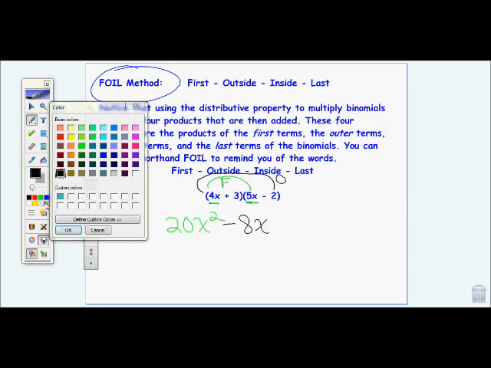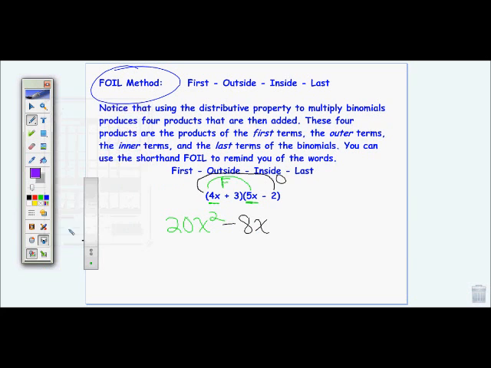Let's get some other colors here so you can see this. Now inside is going to be the terms that are on the inside of this multiplication. So 3 times 5x. Those are my inside terms. So that would be positive 15x.